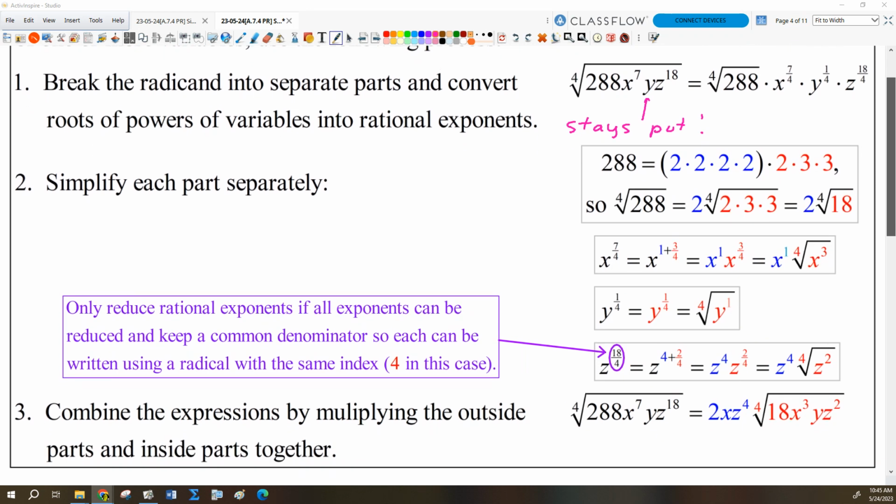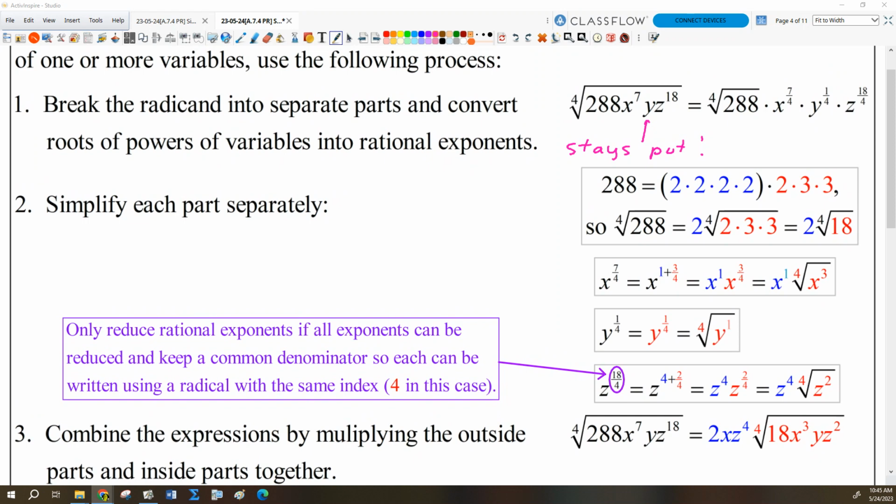Okay, now here's a question. 18/4 reduces to 9/2. Should I reduce this? How come? Yeah, because look, we know that we're going to want to get a fourth root, right? So we need to have a 4 on the bottom of everything if I want to contain those under one radical, which we want to do. We don't want to split this up into separate radicals. That would not look very simplified, would it?